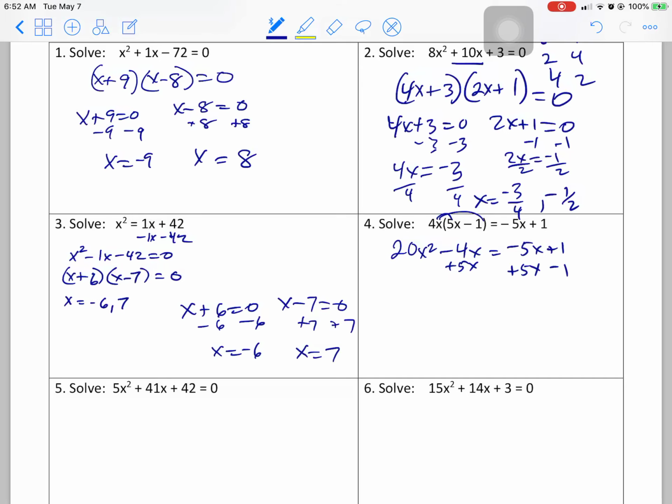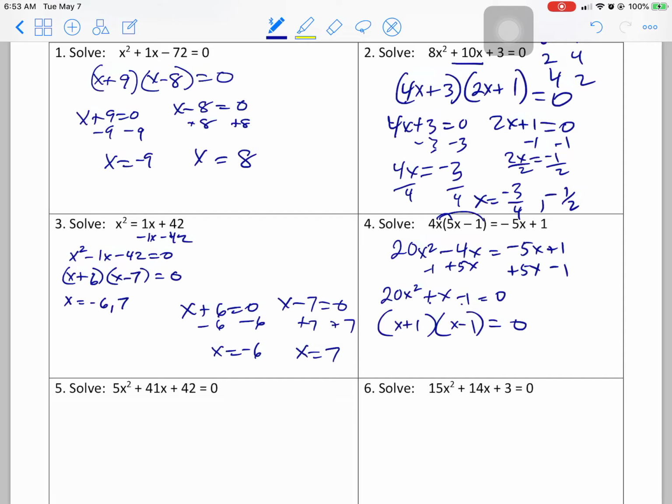Plus 5x would be 20x squared plus x, and then this negative 1 comes over here somewhere. All right, so I got everything on one side and everything equals 0. So then I'm ready to factor. I could do AC, but I think I can guess and check this one too because the prime for C. So it's a positive and a negative, so this is going to be something with a positive, something with a negative, and then the 1, there's only factors of 1, you have to go there.